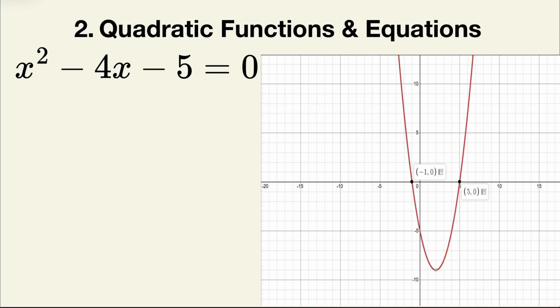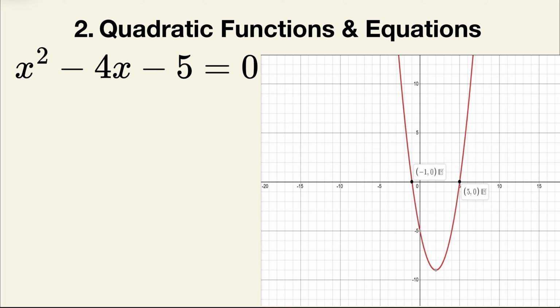Here we're solving a problem that comes up under quadratic functions and equations. So here we have the equation x squared minus 4x minus 5 equals 0. And first I notice this is a quadratic equation because the highest power of x is 2. And the equation is already set equal to 0, so I can solve it by factoring.